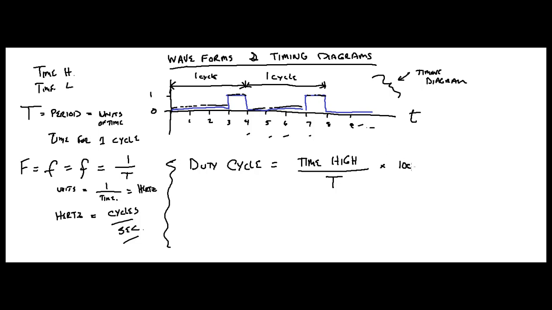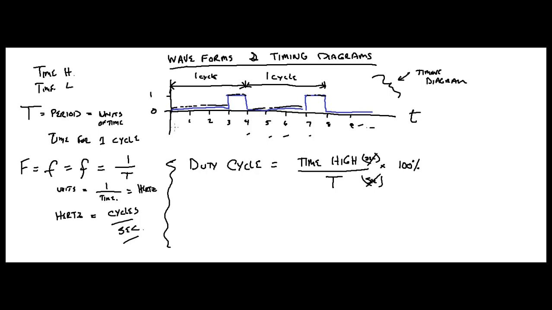Now, this is usually multiplied times 100%. Okay, because usually this is in percent, but you know, time high is in, say, seconds, for example. The period's going to be in units of time. Say it's in seconds, right? So these are going to cancel each other out, so it's unitless. That's why you multiply it by percent.